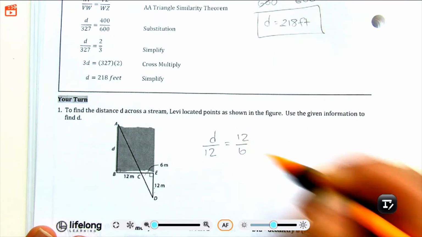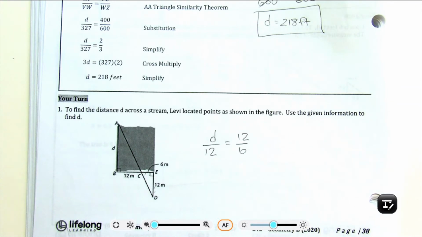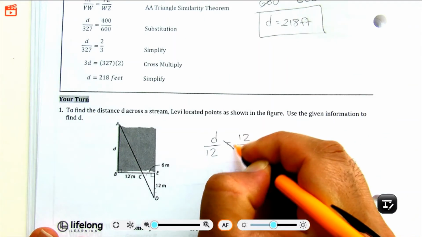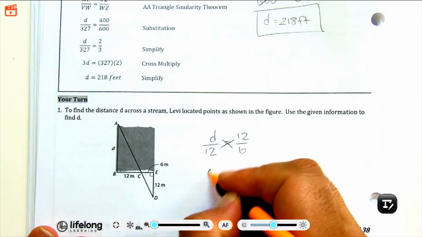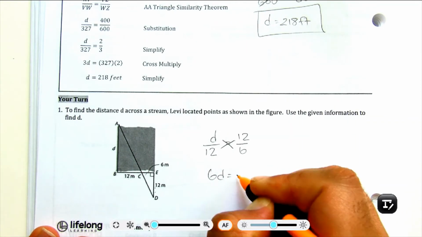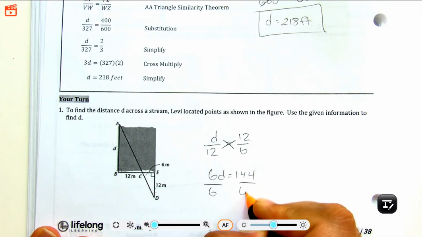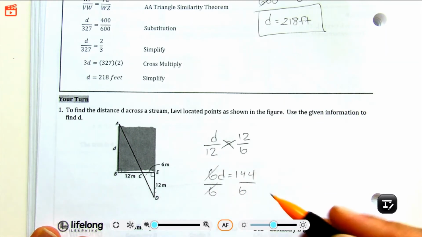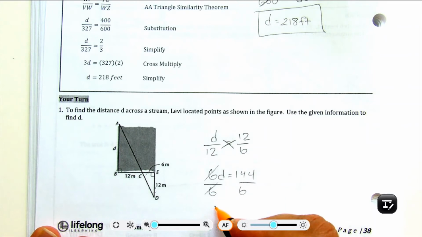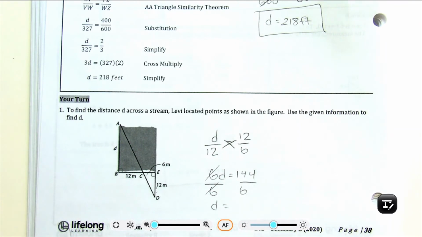Then I'm going to cross multiply. D times 6 is 6D. 12 times 12 is 144. Divide both by 6. And I get D is equal to, let's find out what 144 divided by 6 is. D is equal to 24.